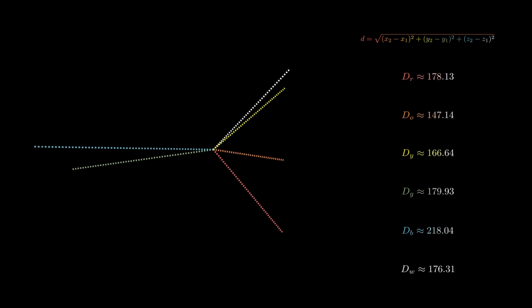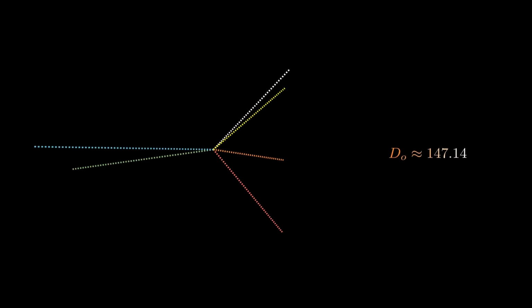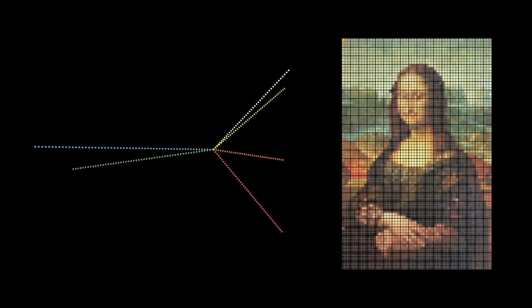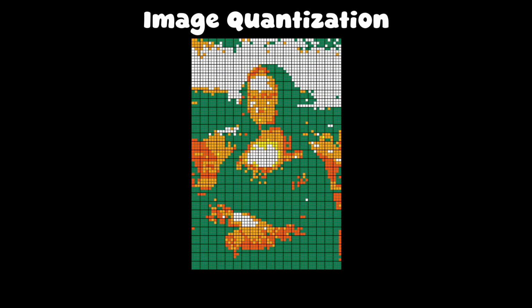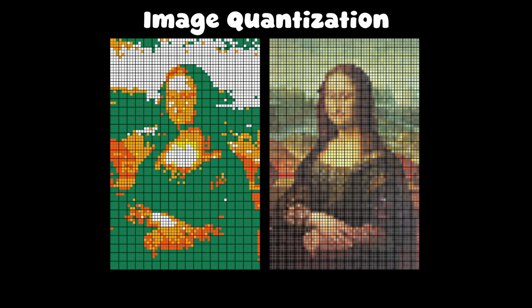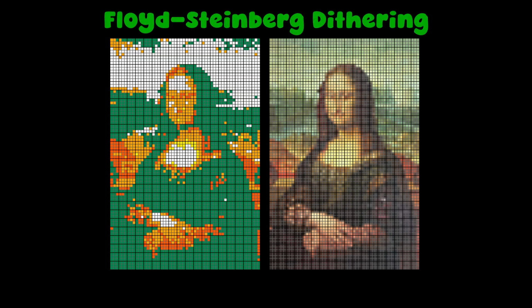If we run the calculations for each color, we can see that the closest match is orange. We can now switch this pixel to that color and repeat this for every single pixel in the painting. This process is called image quantization, and as you can see, it looks okay, but compared to our original image, it has some issues. The differences between these images can be minimized by a process called Floyd-Steinberg dithering.